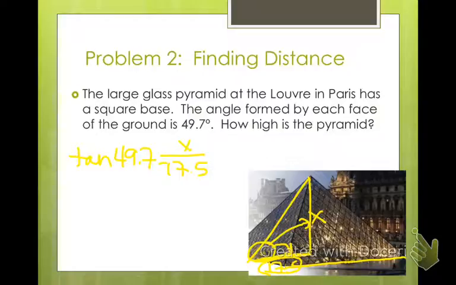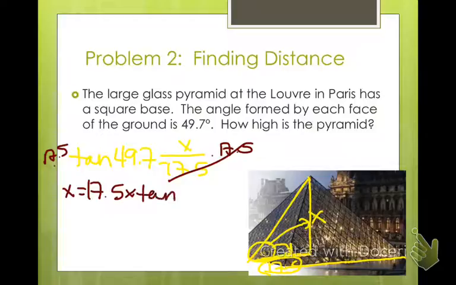In order to solve this, we just have to multiply both sides by 17.5 so that we can move this value over. So you get x equals, and then you put in your calculator, 17.5 times tangent 49.7. Go ahead and try that. See what value you get for x. You should get x is about equal to 20.6. And our units are meters. That's 20.6 meters high.